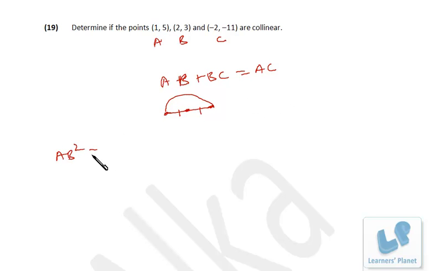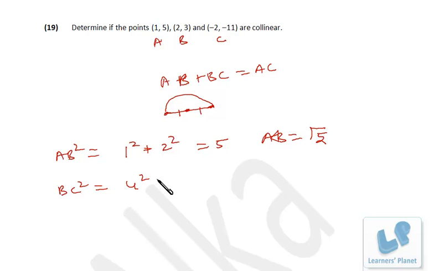So AB square will be 2 minus 1 whole square, that is 1 square, plus 3 minus 5 whole square, that is 2 square. So it is 5, right? So AB is equal to root 5. Now BC square is equal to 2 plus 2, 4 square, plus 3 plus 11, and that is 14 square, that is 196. So it is 196 plus 16, that's 212, so that's root 212.